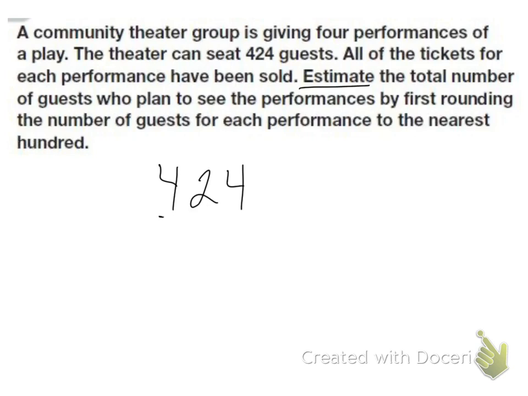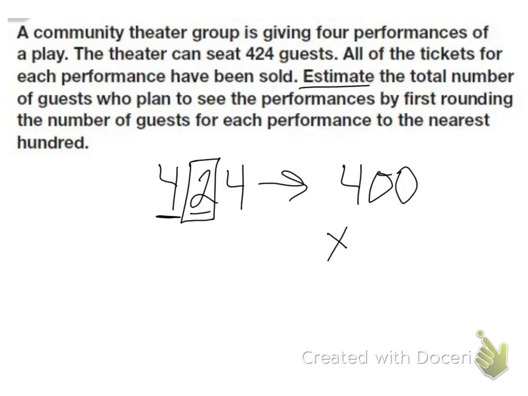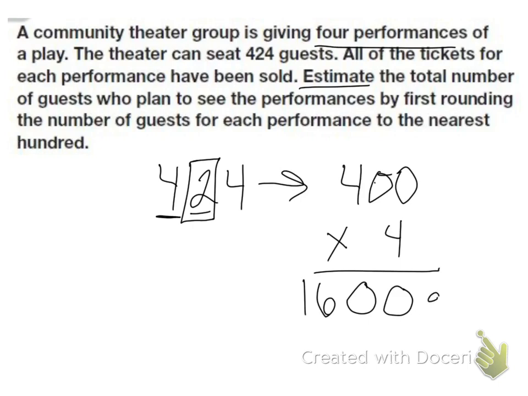So again, the hundreds place is what I'm rounding, so I look at the place next to it. The 2 tells us we're going to round down. So 424 rounds down to 400. Now we're going to multiply 400 times 4 because there are 4 performances. So 4 times 0 is 0, 4 times 0 is 0, and 4 times 4 is 16. So there will be about 1,600 guests coming to the theater.